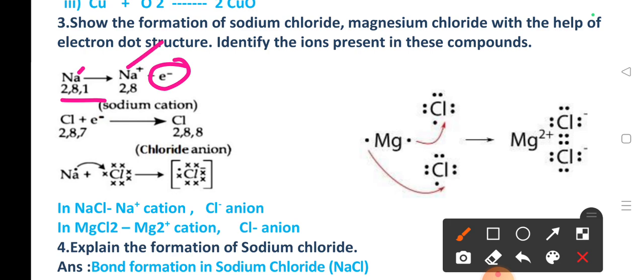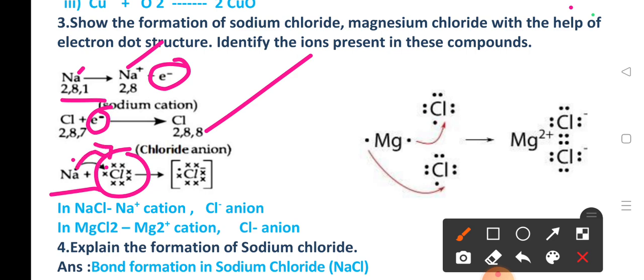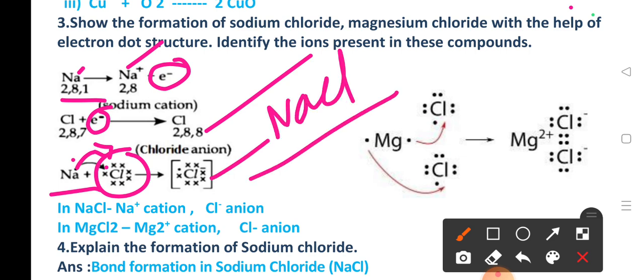Then chlorine, it's a non-metal. Its electronic configuration is 2, 8, 7. If it gains 1 electron in its outermost shell, it gets the octet state, 2, 8, 8. It's called a chloride anion. In the same way, sodium has 1 electron in its outermost shell, and chlorine is 1 electron short. That's why sodium donates 1 electron to chlorine, and it gives sodium chloride.